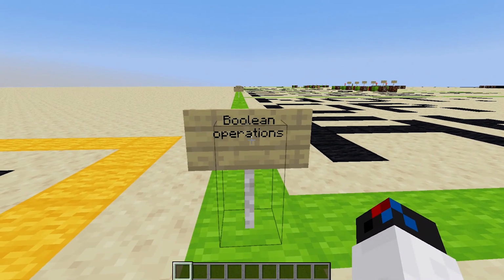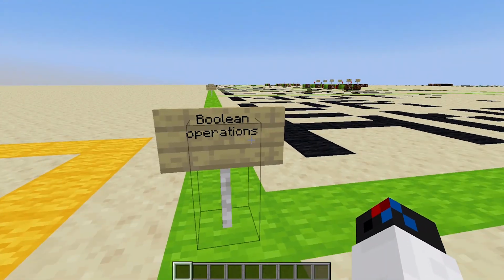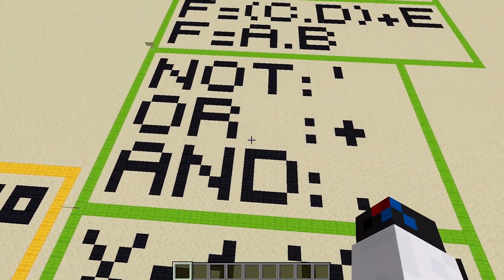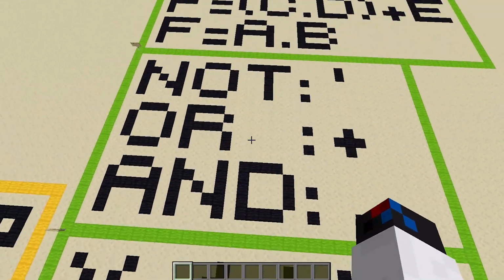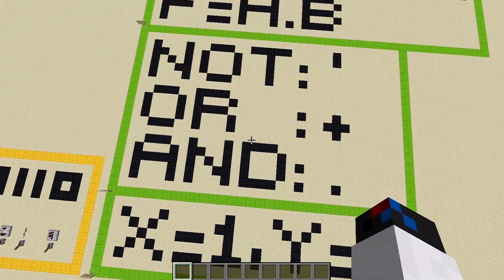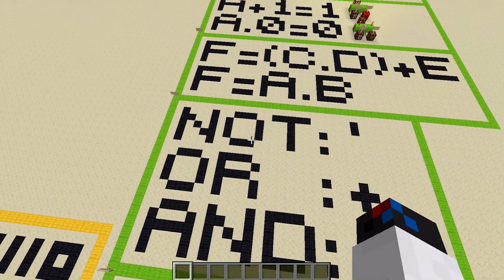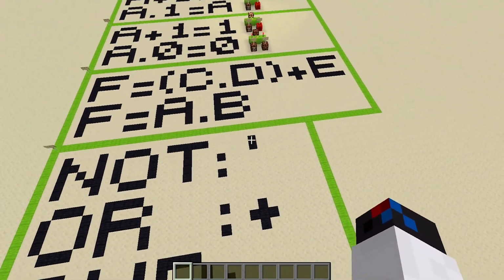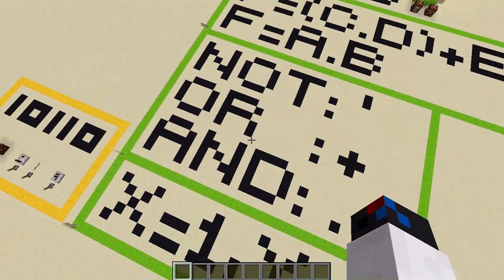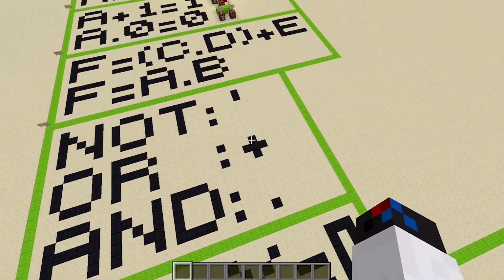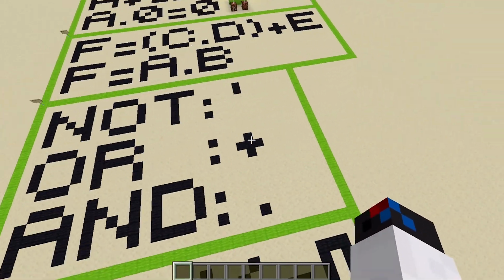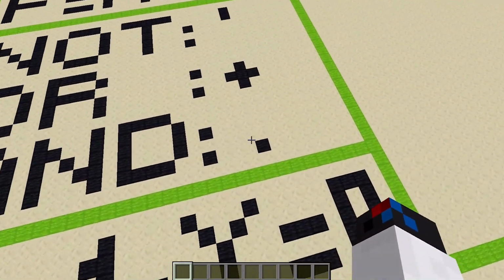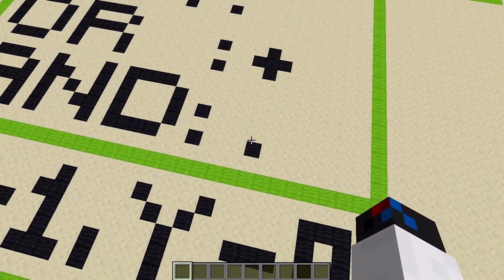The next thing that we are going to talk about is Boolean operations. Now, in Boolean algebra, there are three very simple, very basic and very important operations. We have the NOT operation, and its symbol is this upper comma. We have the OR operation, which is indicated by this plus symbol, and we have an AND operation, which is denoted by this dot right here.